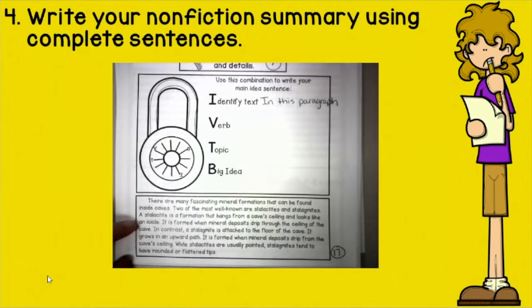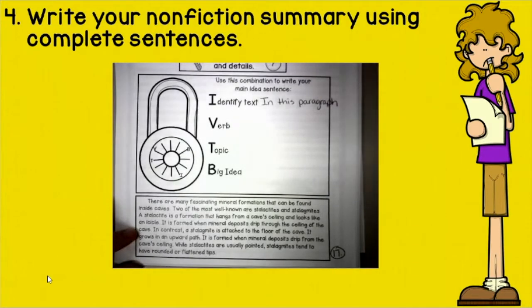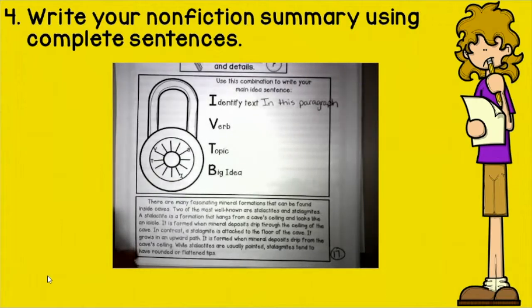It is formed when mineral deposits drip through the ceiling of the cave. In contrast, a stalagmite is attached to the floor of the cave. It grows in an upward pattern. It is formed when mineral deposits drip from the cave ceiling. While stalactites are usually pointed, stalagmites tend to have rounded or flattened tips.